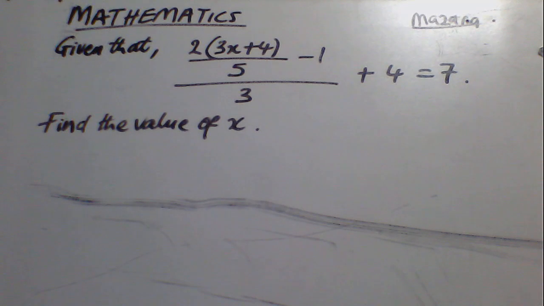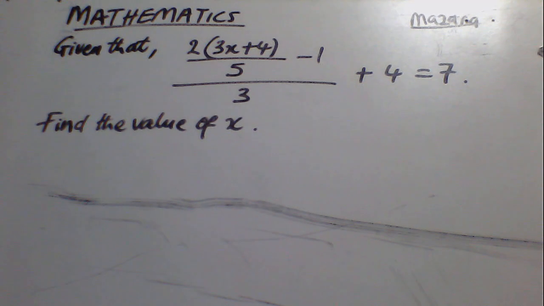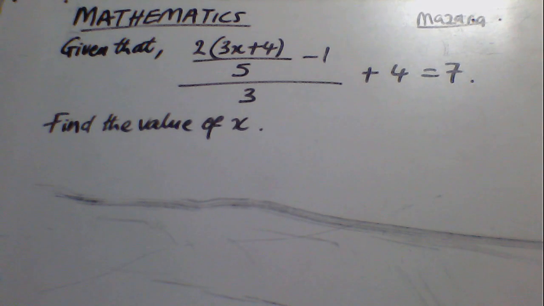Good evening, students. You are given that 2(3x + 4)/5 - 1, all divided by 3, and then plus 4, is equal to 7. Find the value of x. How do we find the value of x? So how do you go about solving this type of problem?